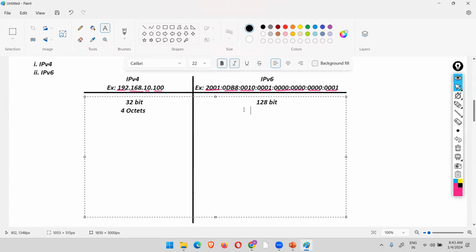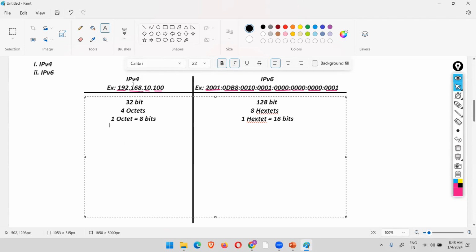Okay. So here we have 8 hextets. Then you can mention that one octet will include 8 bits, and one hextet will be 16 bits. Correct. This is clear. Okay. Any other difference?